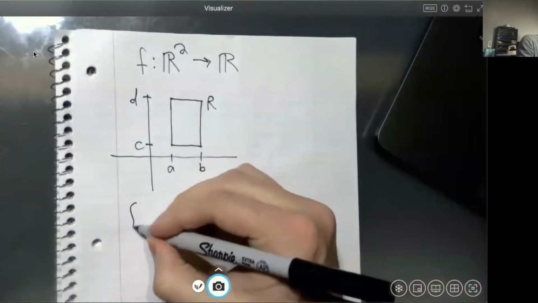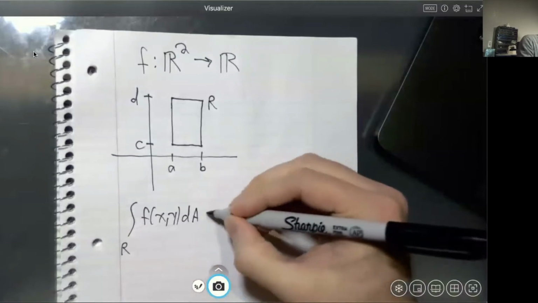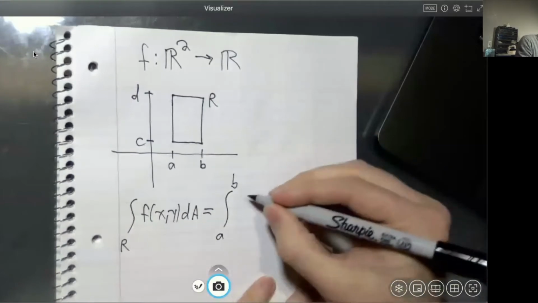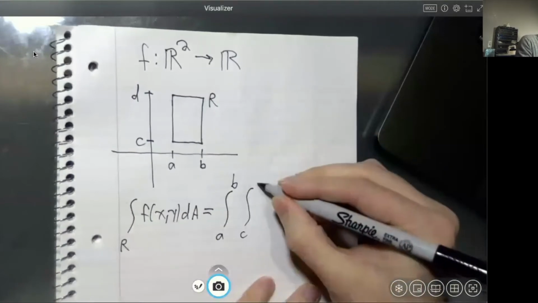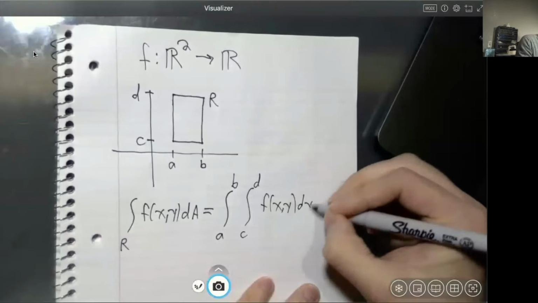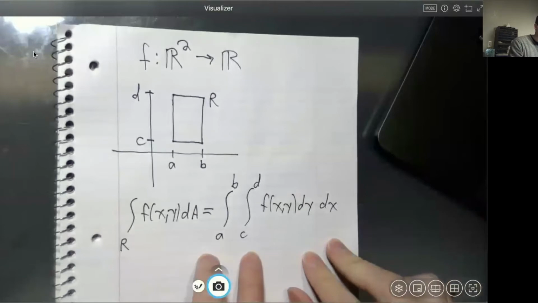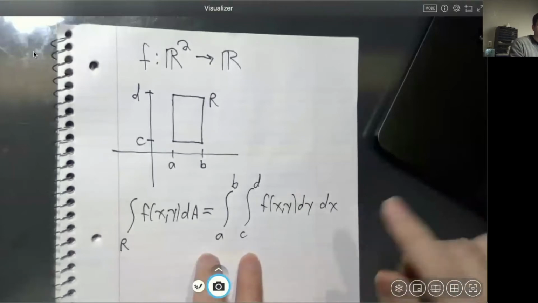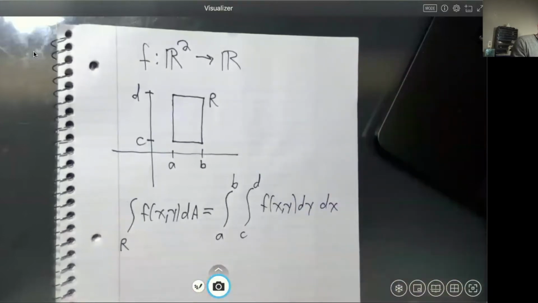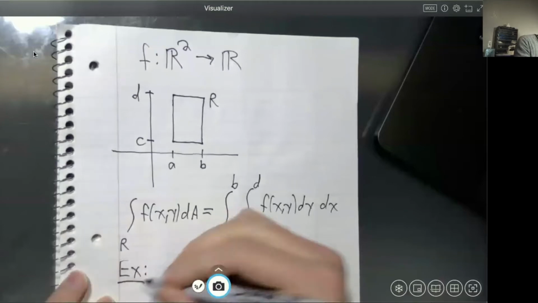If we want to compute the integral over R of f of x, y, dA, we discovered last time this is equal to the integral from A to B of the integral from C to D of f of x, y, dy, dx. This is a formula that we can use to actually evaluate integrals in the special case where the region that we're integrating over is a rectangle. So let's use this formula to evaluate this integral, just as an example.